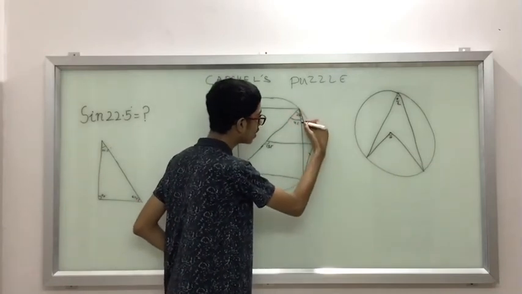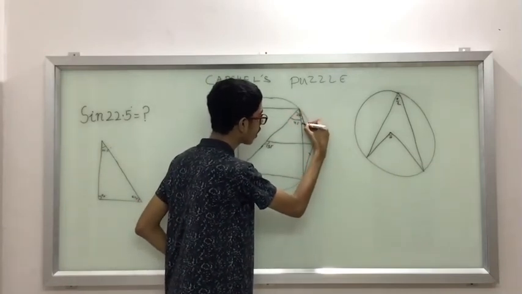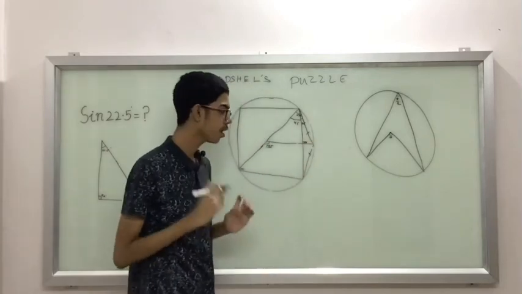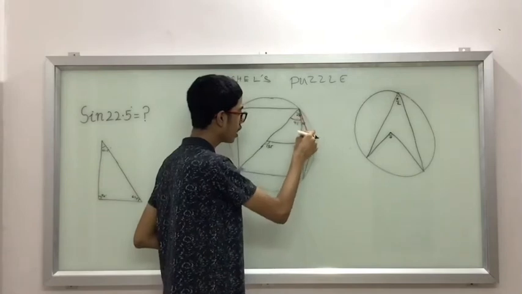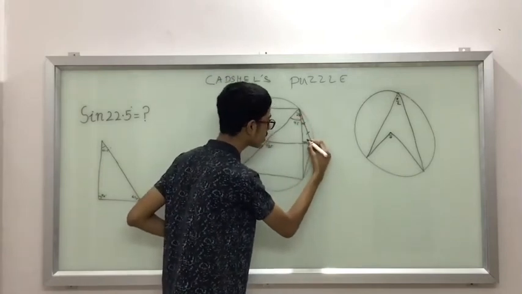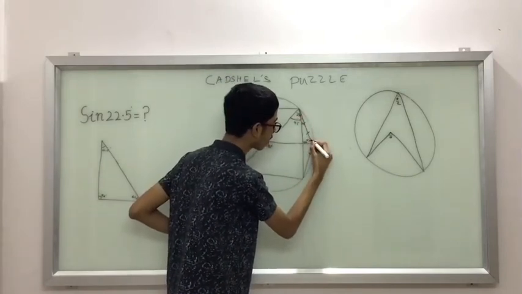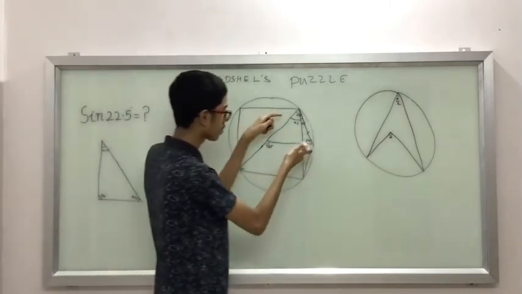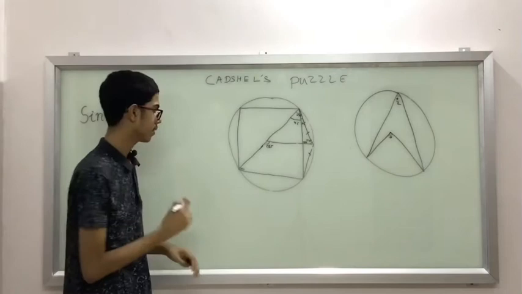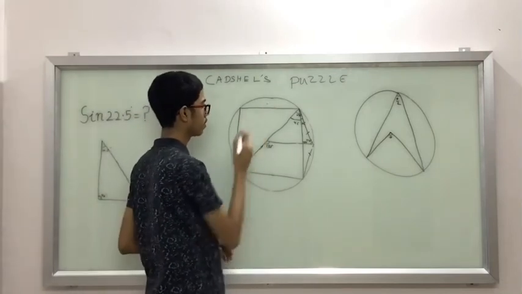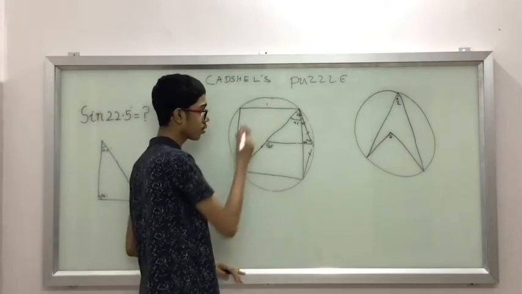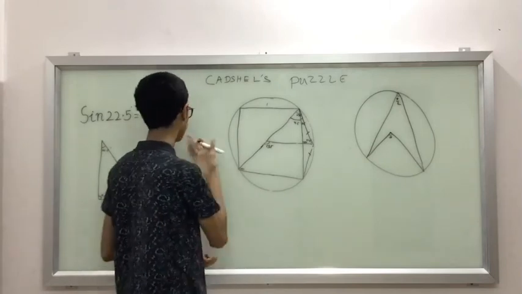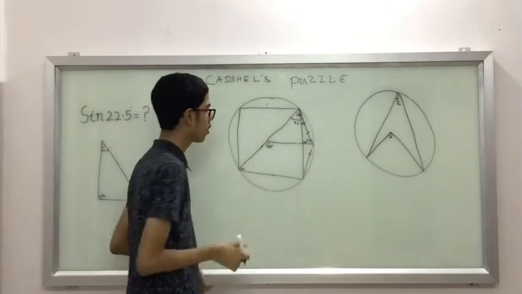Then this angle is 22.5. And I know this is 90. So 22.5, 90, and this is 67.5. So I got this triangle here. Now I am going to keep the side length of the square as 1. You can keep it as x also, then you also get the same answer for sin 22.5.